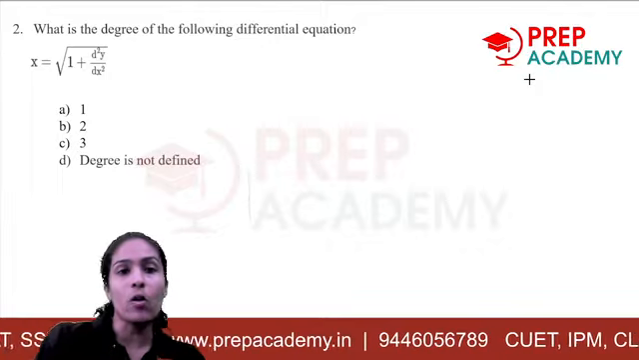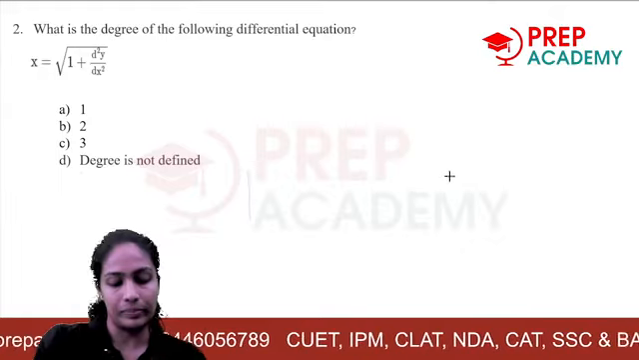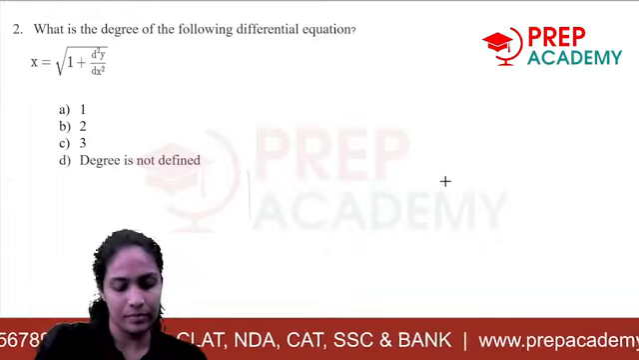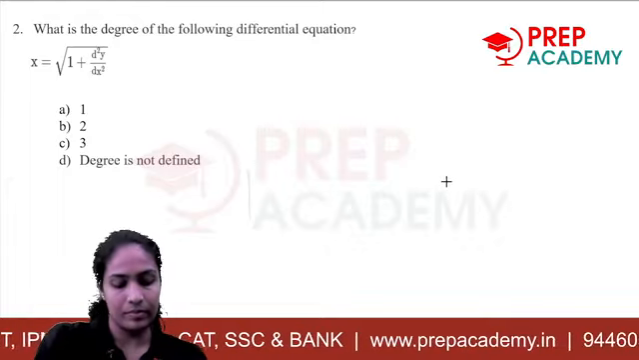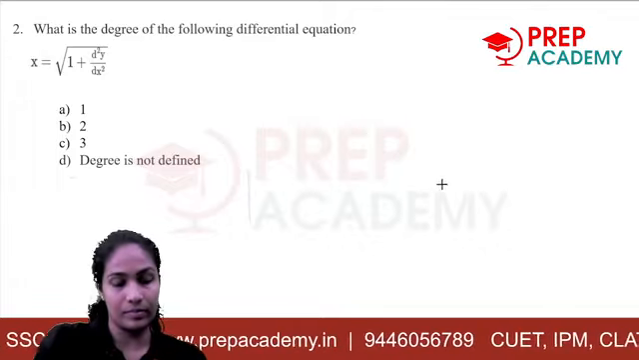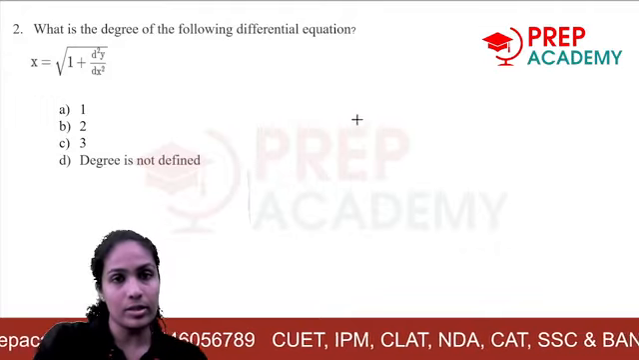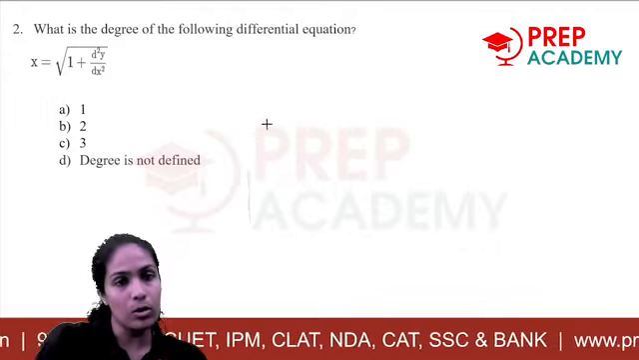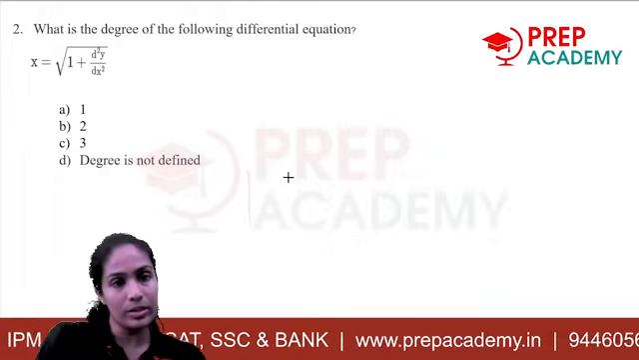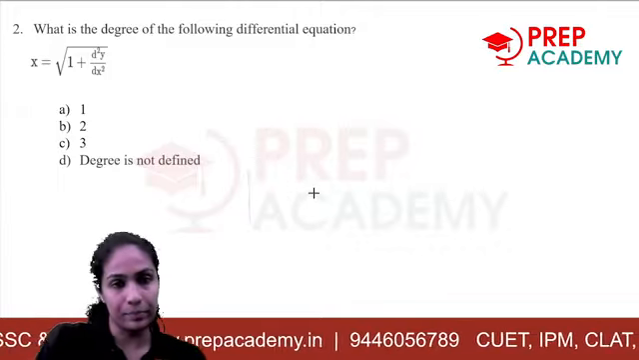What is the degree of the following differential equation? So next question, what is the degree of the following differential equation? x equal to root of 1 plus d square y by dx square. Option A is 1, option B is 2, option C is 3, and option D is degree is not defined.